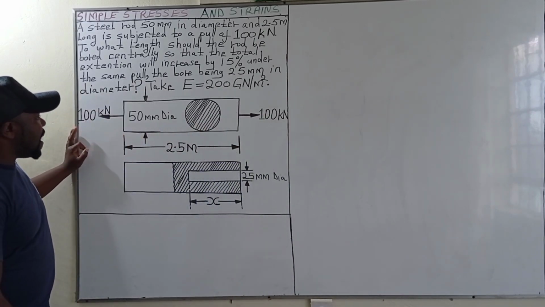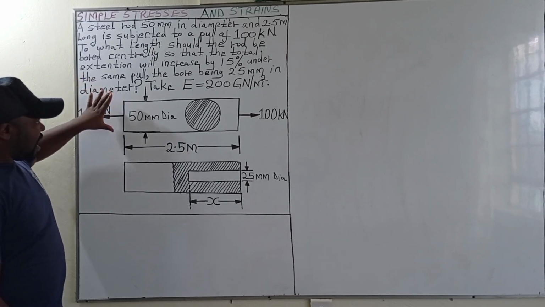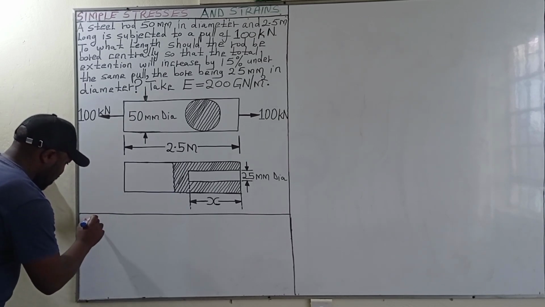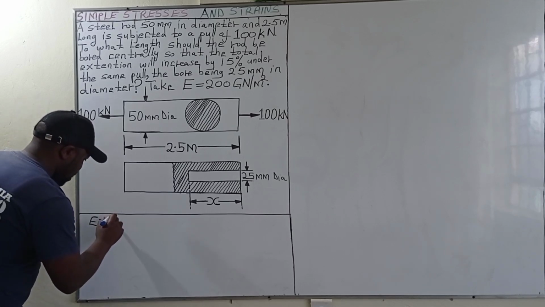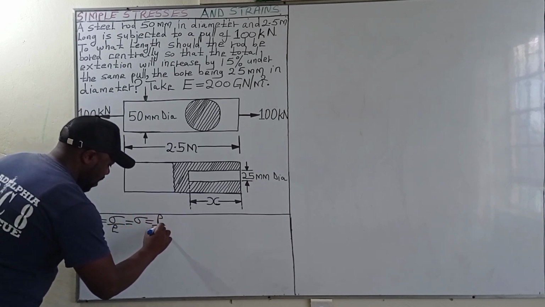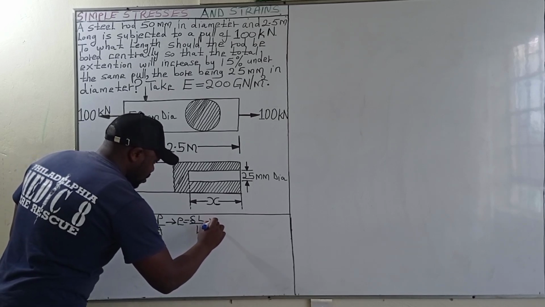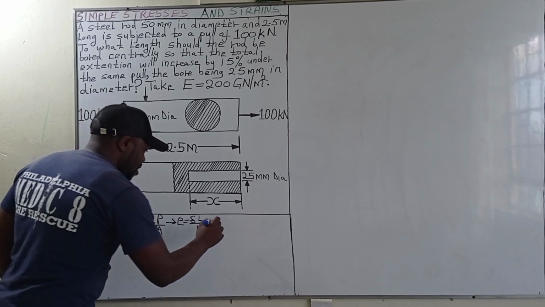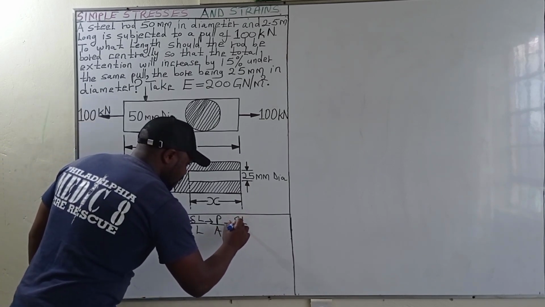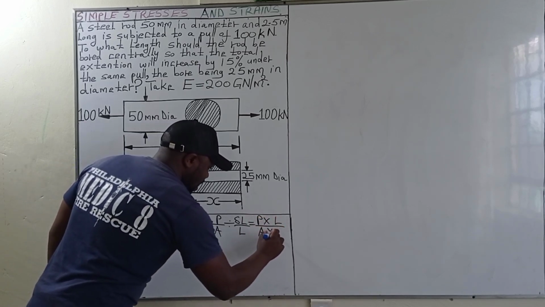Now, we are going to begin with calculating the stress of the solid steel rod. We calculate its change in length. Now, we know that the Young's modulus of elasticity is given by the ratio of stress to strain. Stress is given by load divided by cross-sectional area, and strain is given by change in length divided by the original length. So when we substitute these formulas, we are going to get load over area divided by change in length over the original length, which is going to give us load times length divided by cross-sectional area times the change in length.